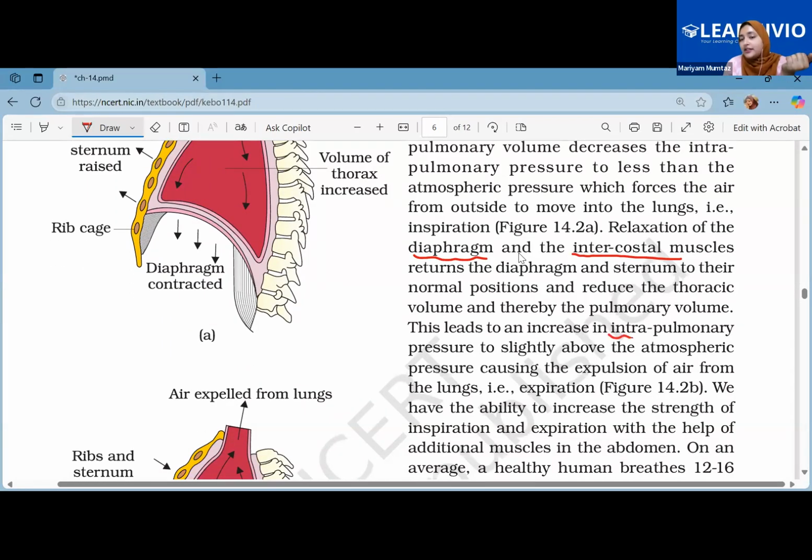And intrapulmonary pressure, what is the meaning of intrapulmonary pressure, students? Inside the lungs pressure. Intra means within. Pulmonary refers to anything related with the lung. So within the lungs, when the pressure increases and outside the pressure is low, the gas would move, or you can say expel out.